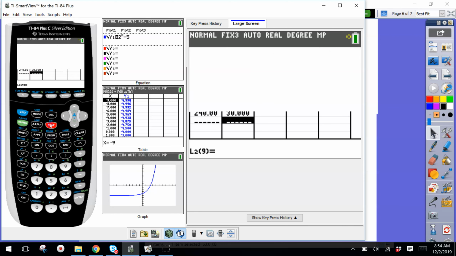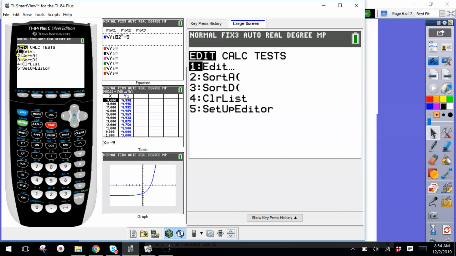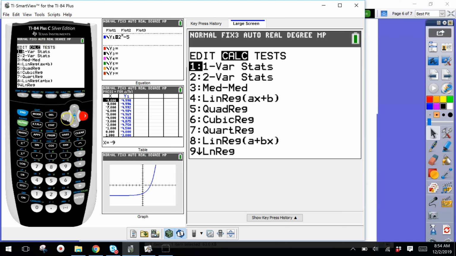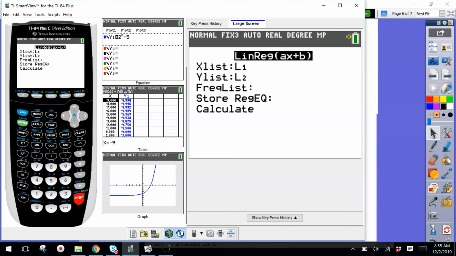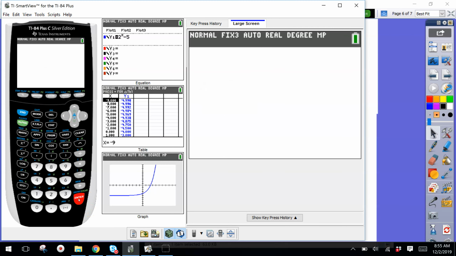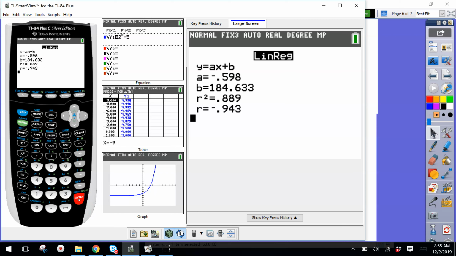So you're going to come here to stat and press stat again. And instead of edit, because we don't want to edit the table, we're going to go to calc, which means calculate. We're trying to find the line of best fit or the line of regression. So that's number 4. Later on, we're going to talk about different types of functions. So we would be using 5 and 6, just because these are different types of functions. But right now, we're trying to find the linear regression. So we're going to press enter, and then we're going to go ahead and press calculate. And there you go. You have your line of best fit.